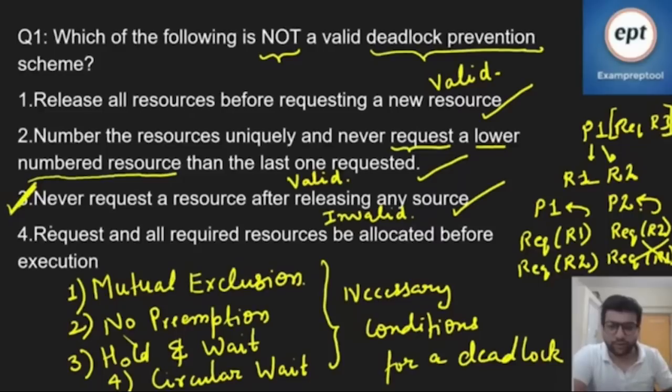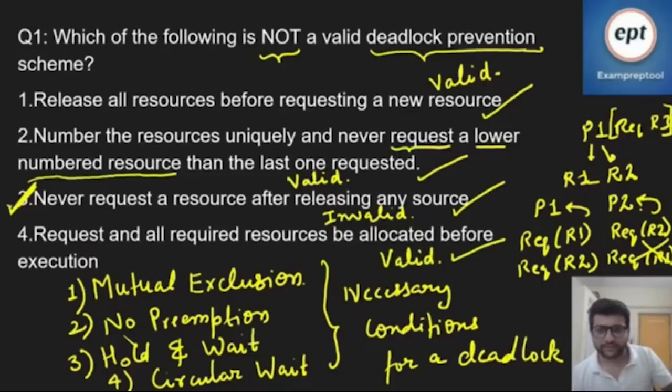Right? Let's also look at the fourth option. Request all required resources to be allocated before execution. If we are forcing a process to request all the required resources before the execution starts, that means we are not allowing the process to hold and wait. Hence, this is also a valid deadlock prevention scheme. Right? So the answer is option 3.